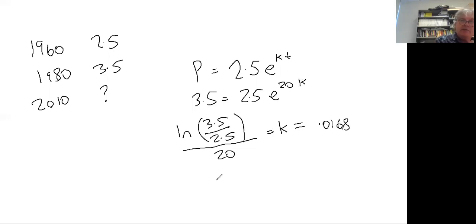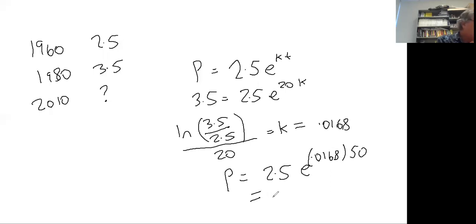And so then to get what happens in 2010, the population is 2.5 e to the k, 0.0168 times time. Now, that's 50 years into the future. You plug that into your calculator, and you get around 5.8, and that's all in billions.